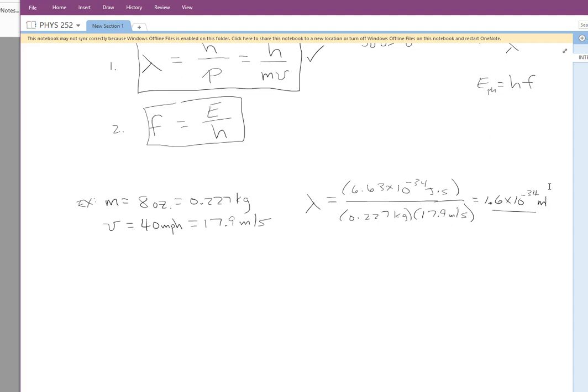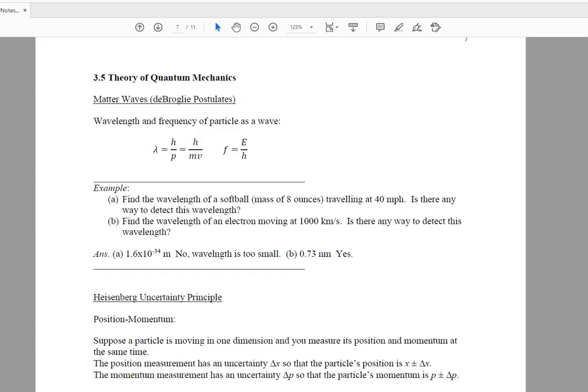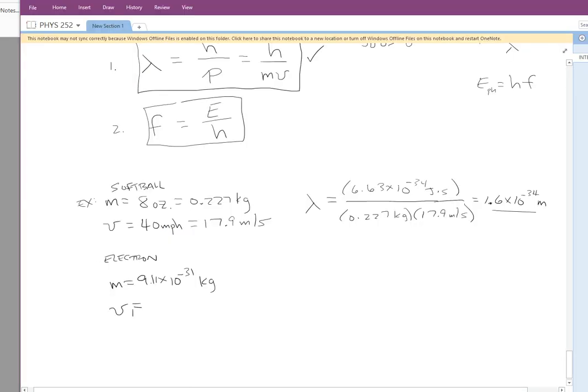Now, this was our softball, right? Which has a relatively big mass. But let's do the similar calculation for an electron. And I know the mass of the electron is 9.11 times 10 to the minus 31 kilograms. And let's say that it's moving at what? Let's go back to the summary notes. 1,000 kilometers per second. So 10 to the 6 meters per second, 1,000,000 meters per second. Which is actually not even that fast for an electron.